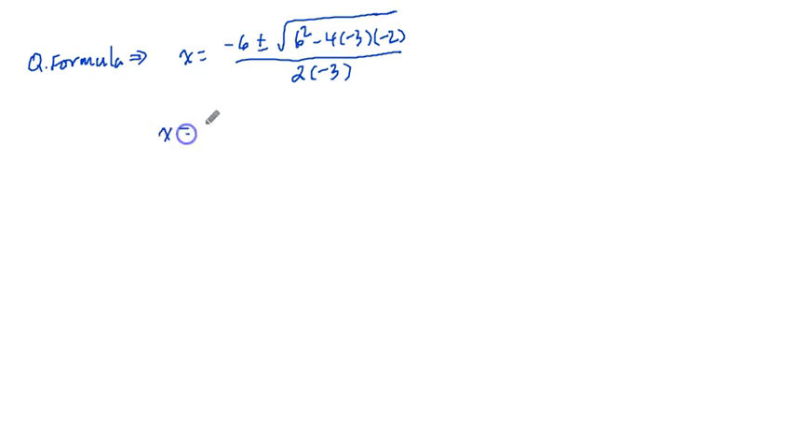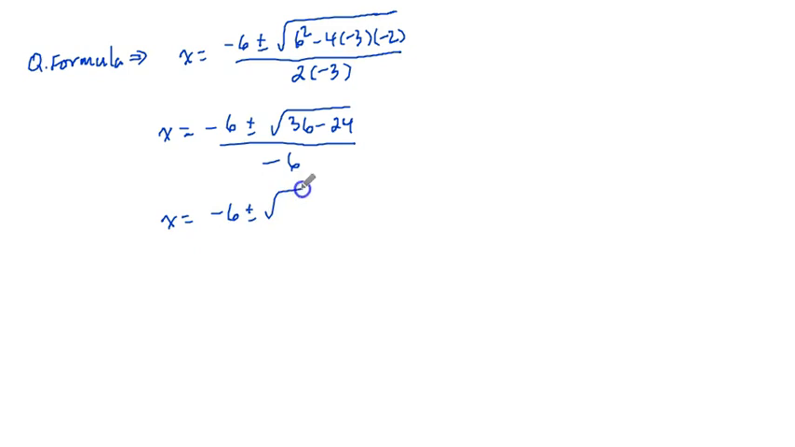Therefore, x equals negative 6 plus or minus, under the root sign, we have 36. We have 3 negatives here, so it's going to be a negative result. 4 times 3 is 12 times 2 is 24, all over negative 6. We've got x equals negative 6 plus or minus the square root of 12, all over negative 6. And don't forget the square root of 12 is the same as the square root of 4 times the square root of 3. So we get negative 6 plus or minus 2 root 3 all over negative 6.